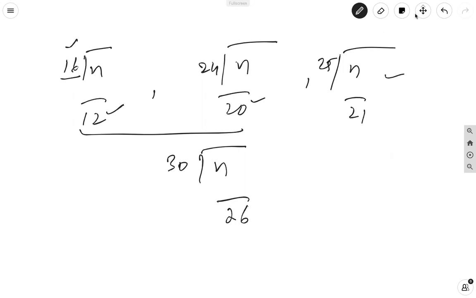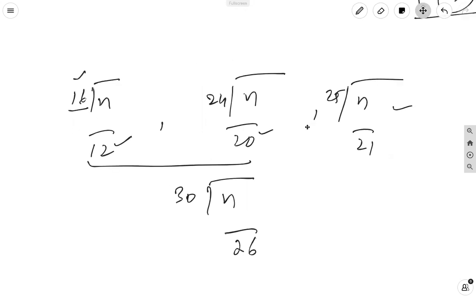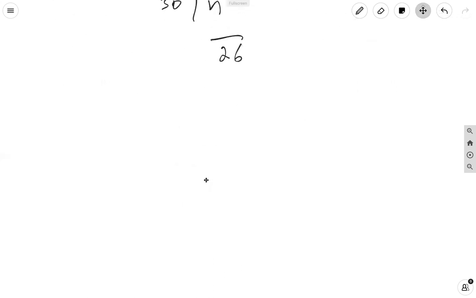Okay, let me solve this question now. We have 4 scenarios, right? If that is divided by 16, the remainder is 12. Let the scenarios be A, B, C, and D, and try to make 4 equations.